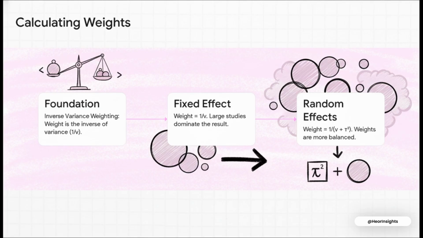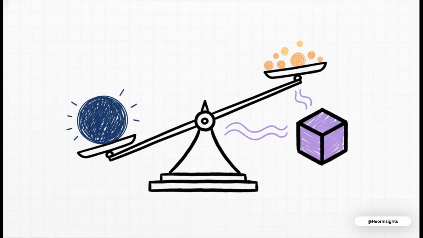The random effects model adds an extra piece of the puzzle, a term called tau squared, which is the variance between the studies. So what does adding this tau squared term actually do? Well, by adding this constant value to every study's variance, the random effects model makes the weights more even. It flattens the differences. This is really important because it prevents a few massive studies from completely dominating the result, and it gives the smaller studies more of a voice in the final synthesis.